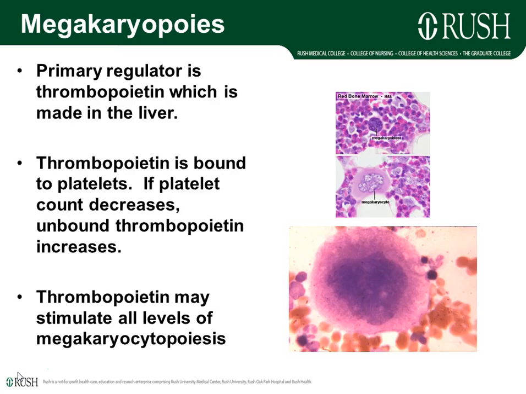So let's move on to megakaryopoiesis. The primary regulator of this process is thrombopoietin, which is made in the liver. This is bound to platelets, and if a platelet count decreases, unbound thrombopoietin increases. Thrombopoietin may stimulate all levels of megakaryocytopoiesis.